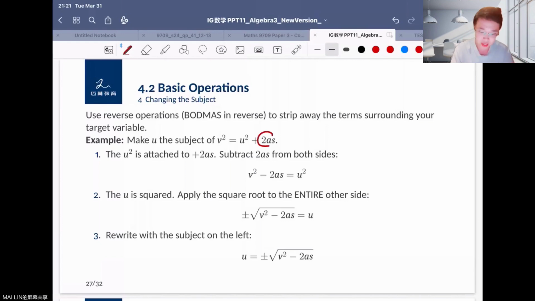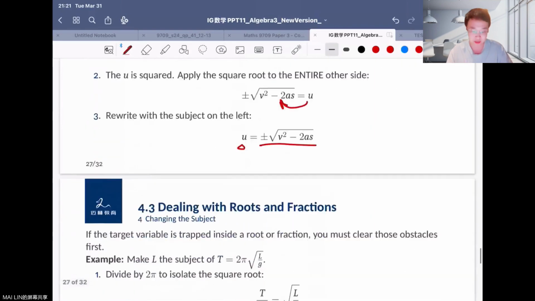We move 2as: on both sides of the equation, you subtract 2as. Now the left side is v squared minus 2as, and the right side is only u squared. So the equation is written as u squared equals v squared minus 2as. Then u equals positive or negative square root of v squared minus 2as. We want the subject on the left, so u equals positive or negative square root of v squared minus 2as. That's for this equation.